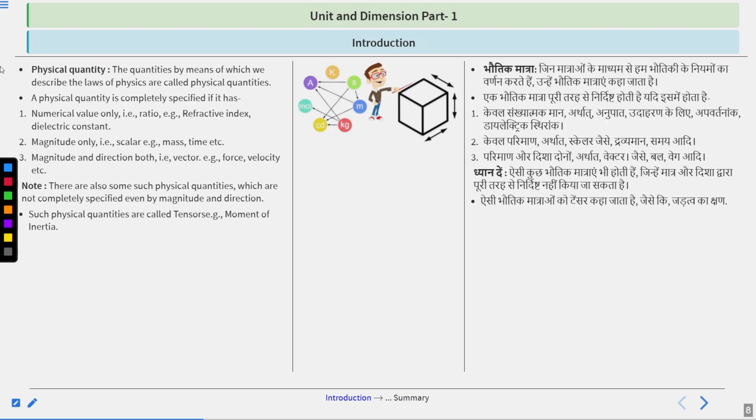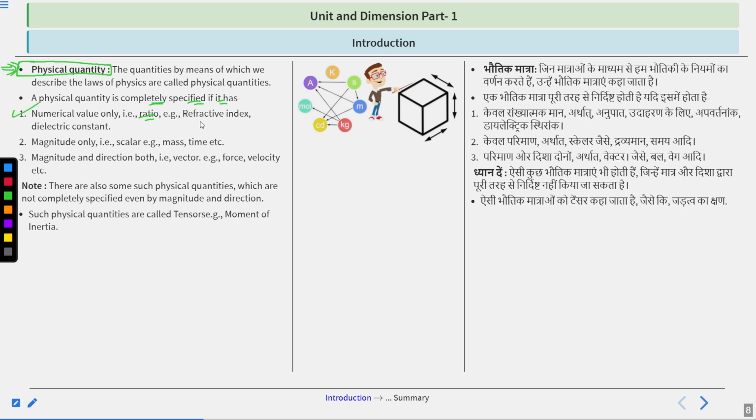So first, physical quantity. The quantities by means of which we describe the laws of physics are called physical quantities. A physical quantity is completely specified if it has a numerical value only.